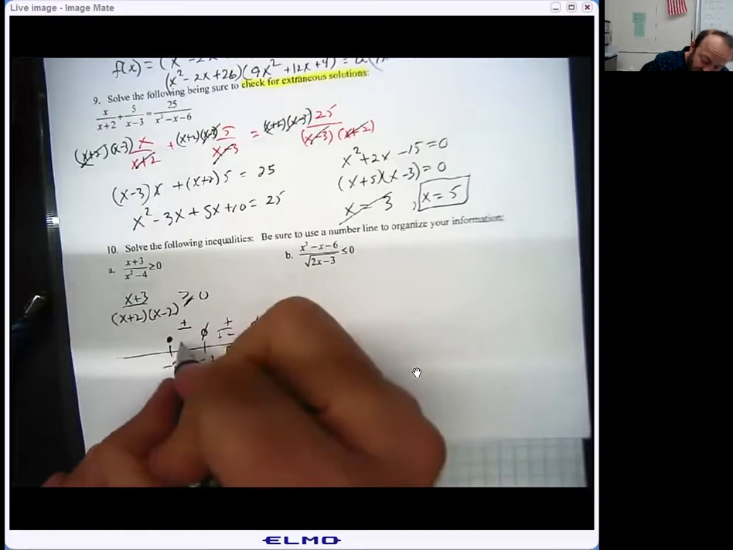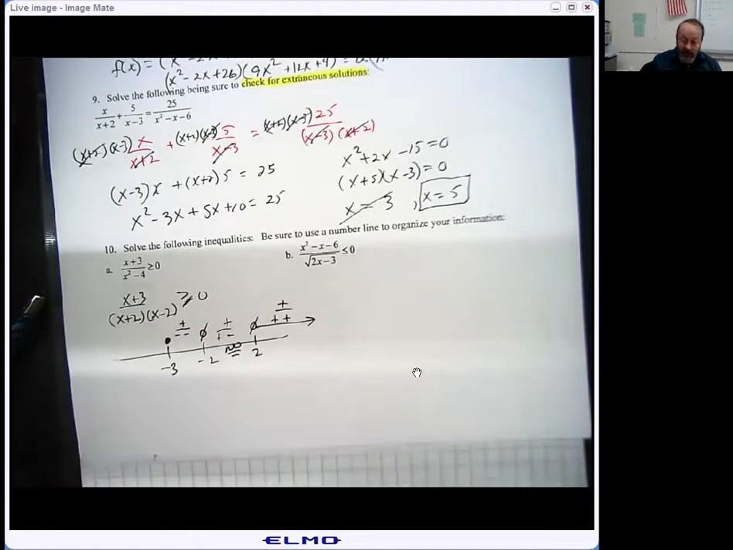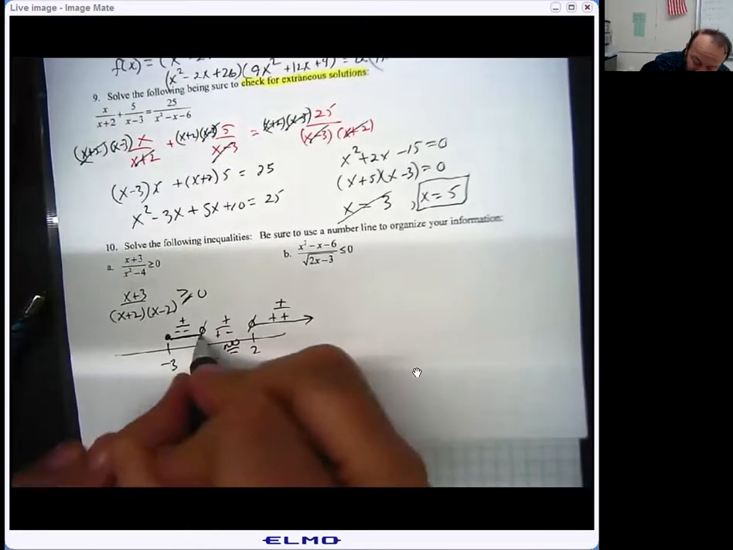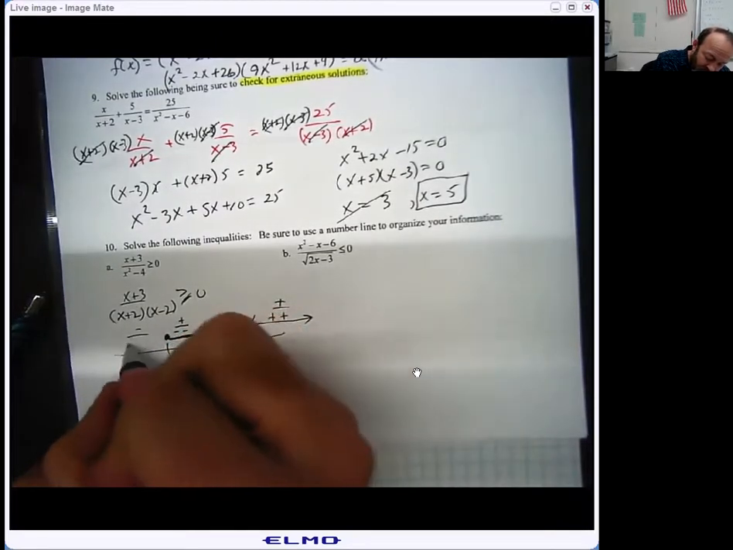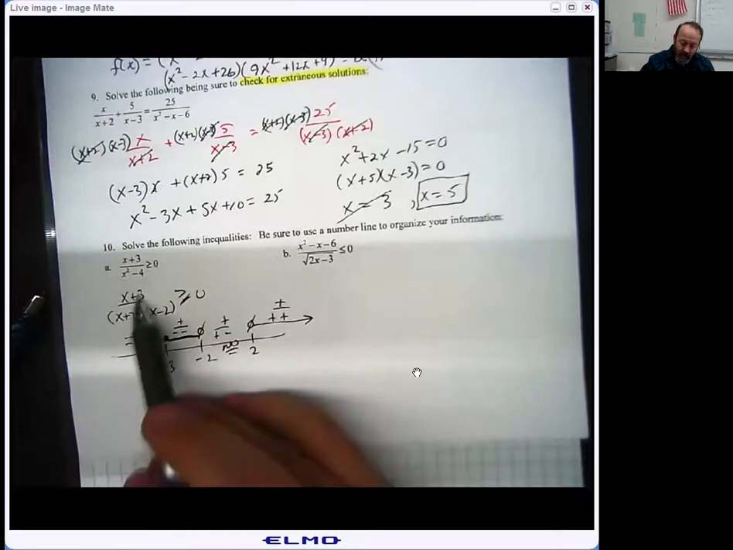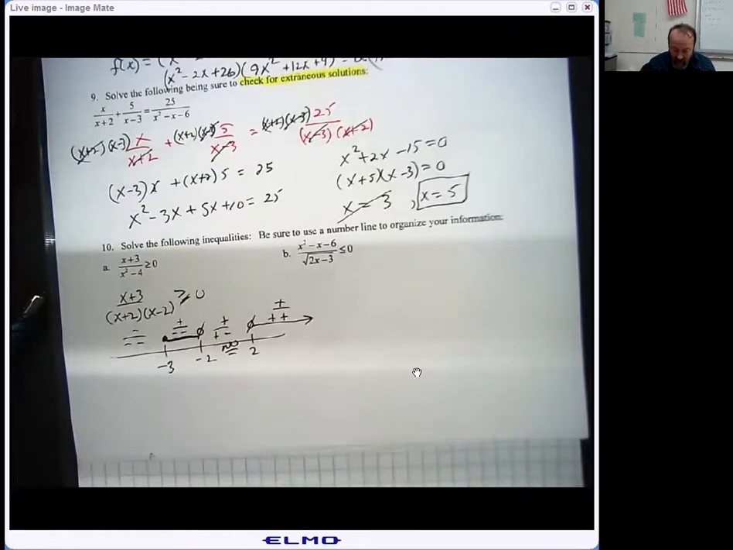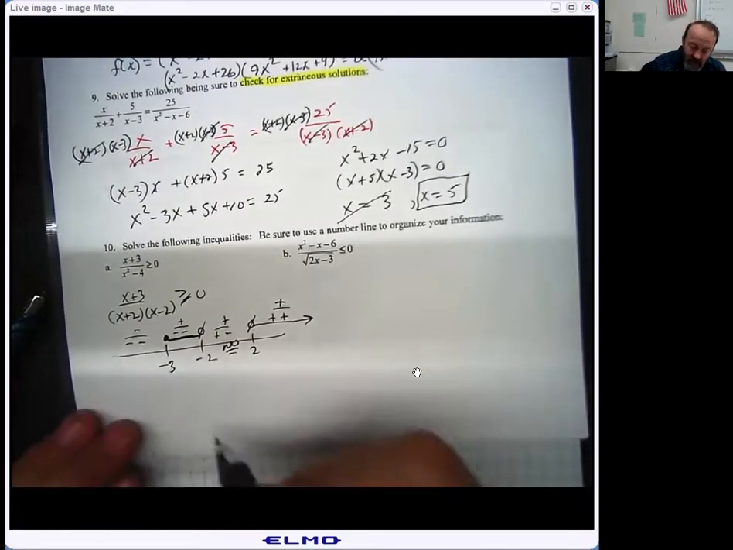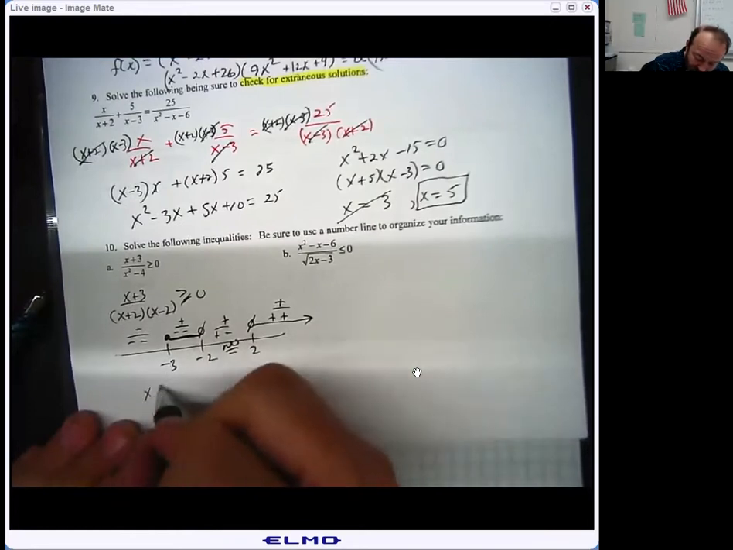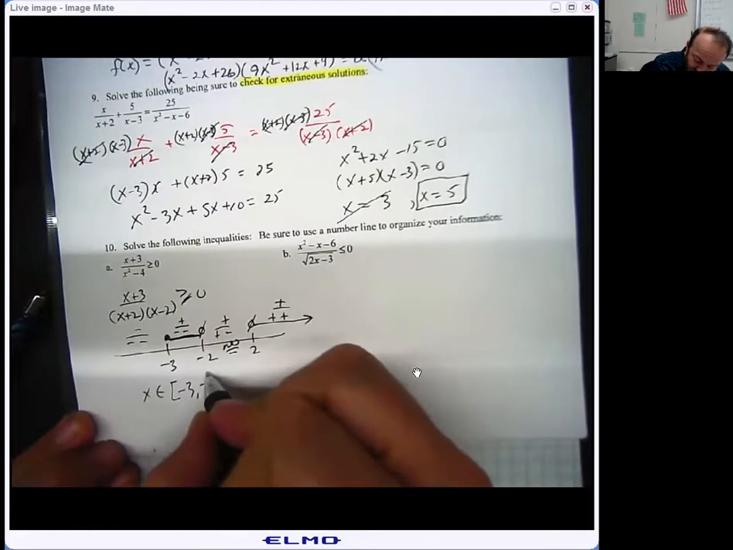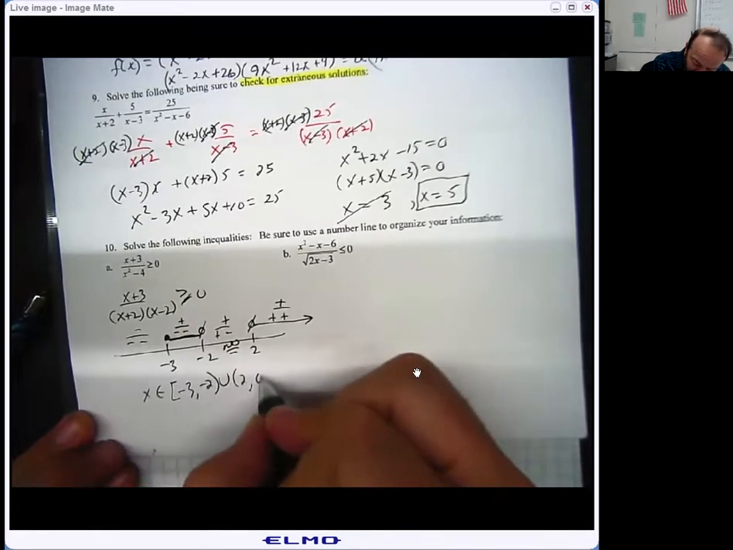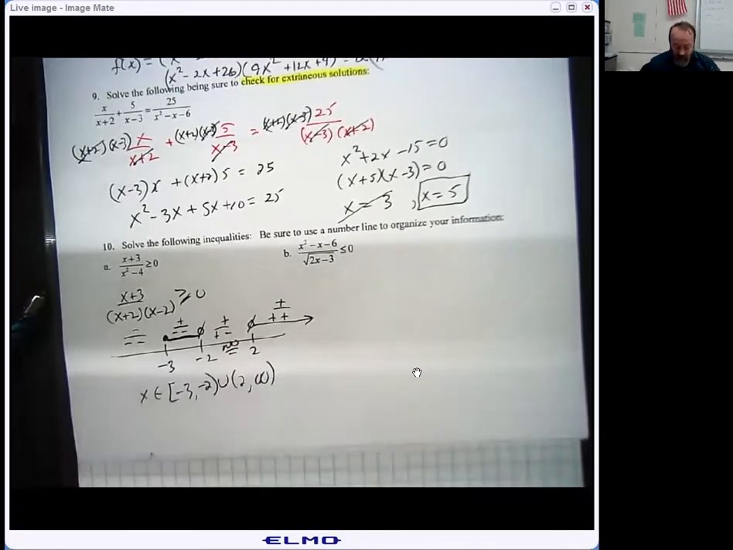Negative 2.5 is going to be 2 negatives, and as it turns out, that's actually a good value as well, because 2 negatives do make a positive. And in the far left region, all three of those terms are going to be negative, so we can't be there, which means my inequality is going to be x as an element of from -3 to -2 or from 2 to infinity. Anything in these regions is going to yield an inequality value that has a positive value.